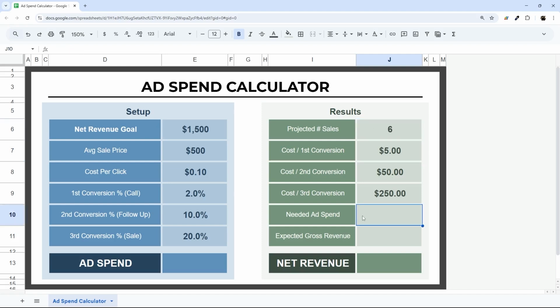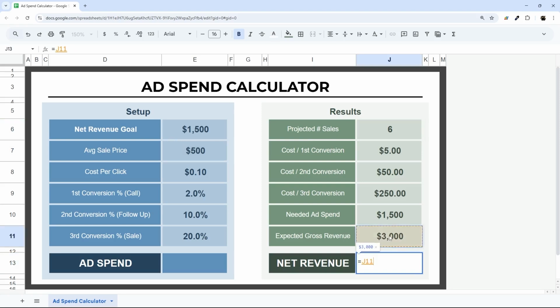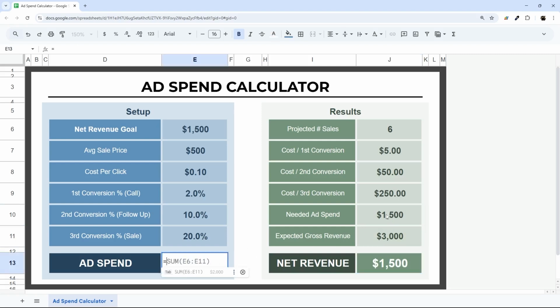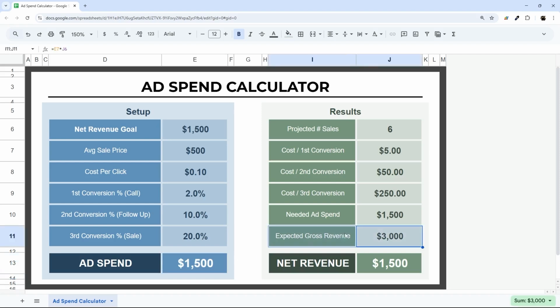And so now we can do a simple calculation, which would be cost per conversion times the number of sales. So 1,500 on ad spend, and that would give us an expected revenue, 3,000. And then our net revenue is going to be gross revenue minus our ad spend. And then our ad spend we can simply pull from here. So in this scenario, we need to spend 1,500 and we'd have a gross revenue of 3,000. And then after spending for the ad spend, we would have 1,500 in net revenue.